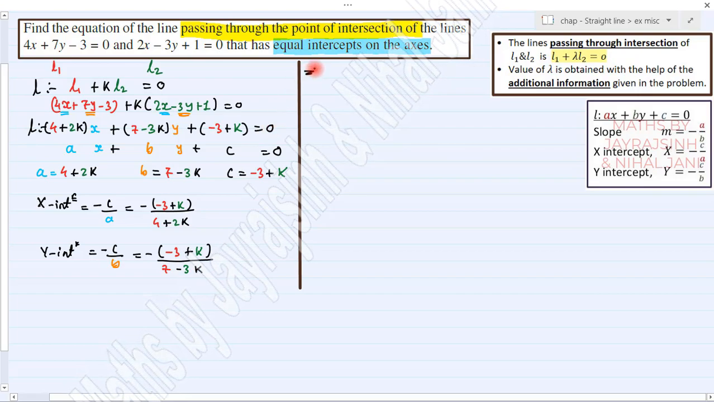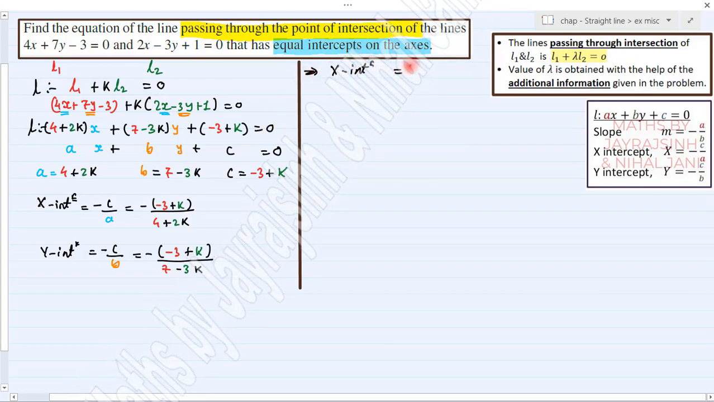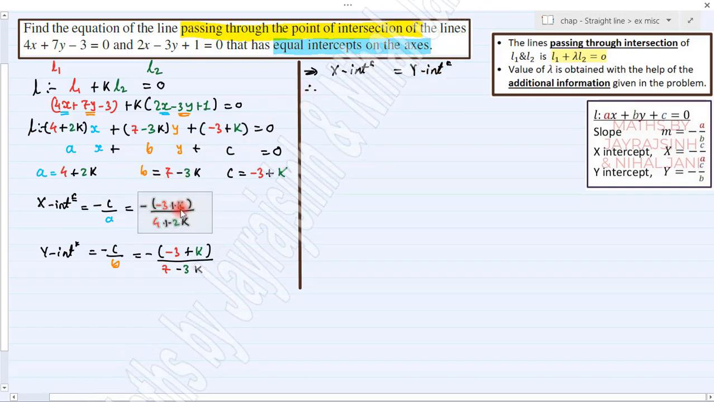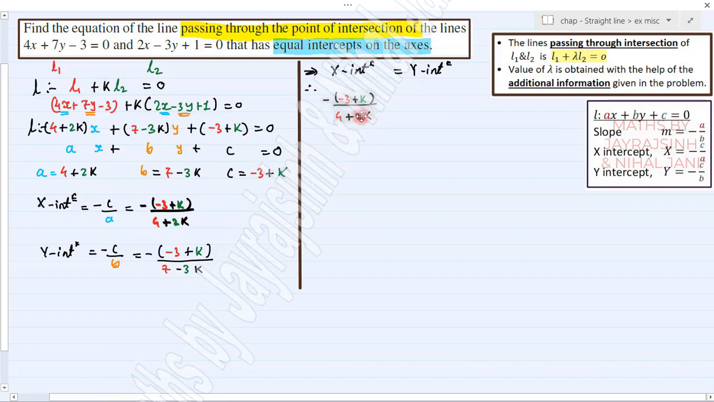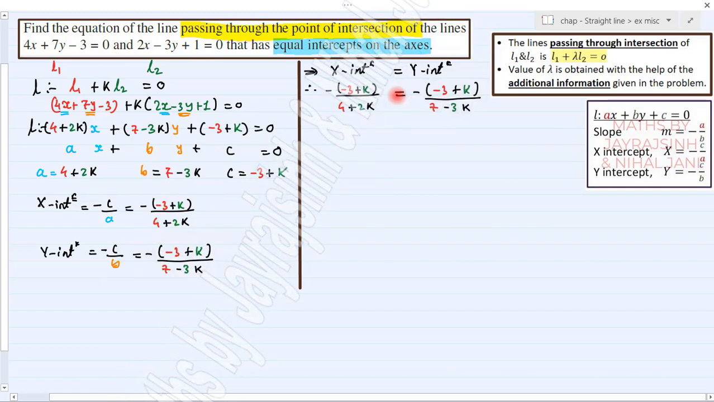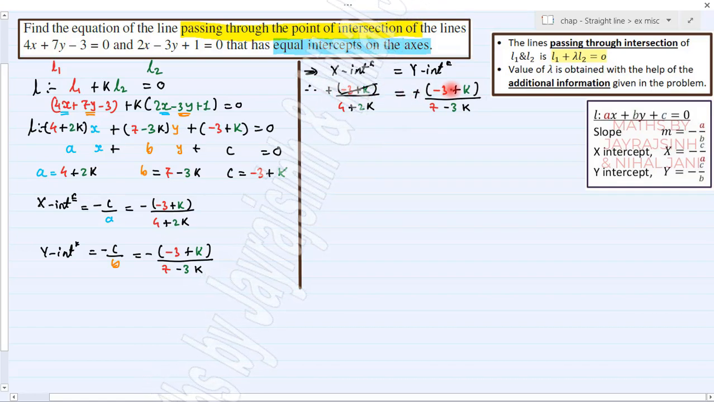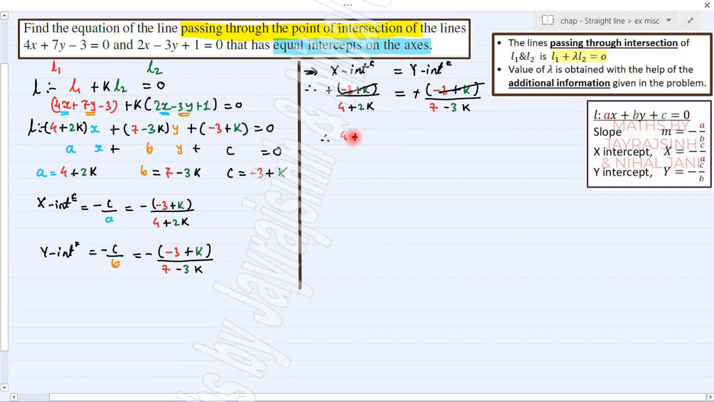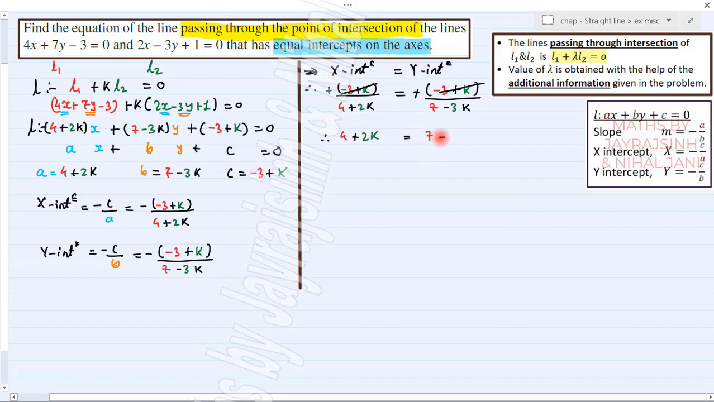Now, it is given that your x-intercept is equal to the y-intercept. So, let's compare your x-intercept with your y-intercept. So, here minus minus becomes plus, k minus 3 will cancel out, and we will get 4 plus 2k is equal to 7 minus 3k.